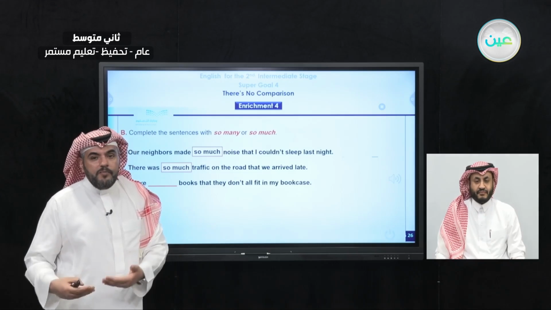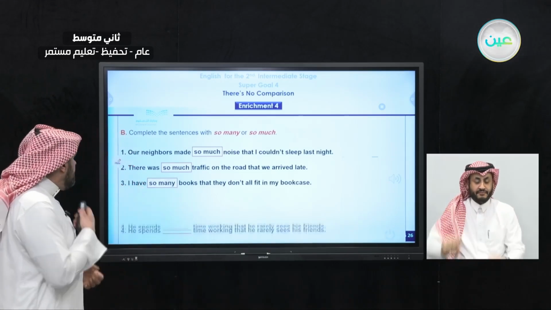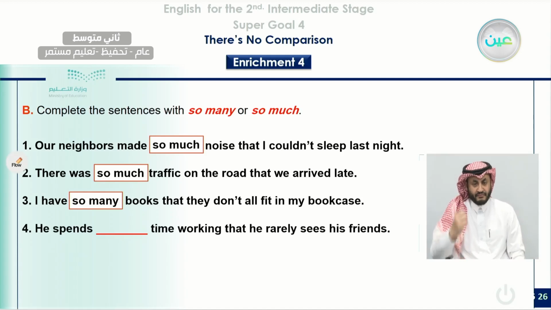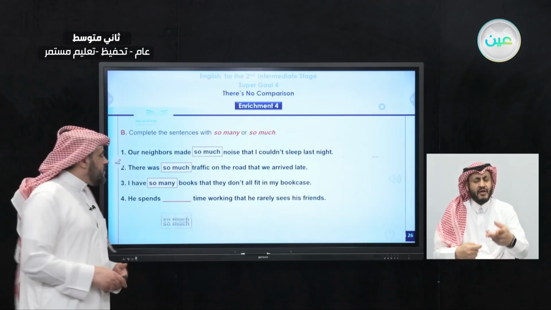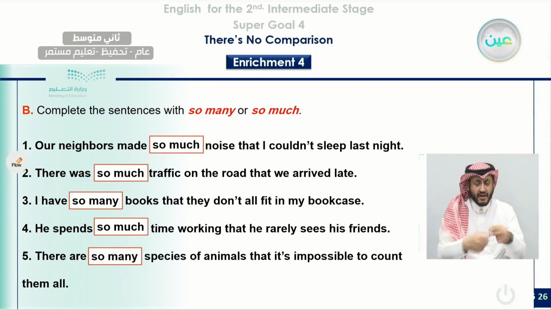We can say one book, two books, three books, and so on. So we can say here so many. Number 4, he spends time. Time is uncountable, so we can say so much time. We can say there are species, or species. We can say here there are so many species of animal.